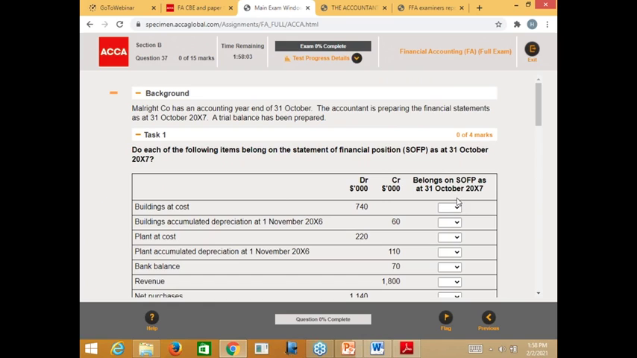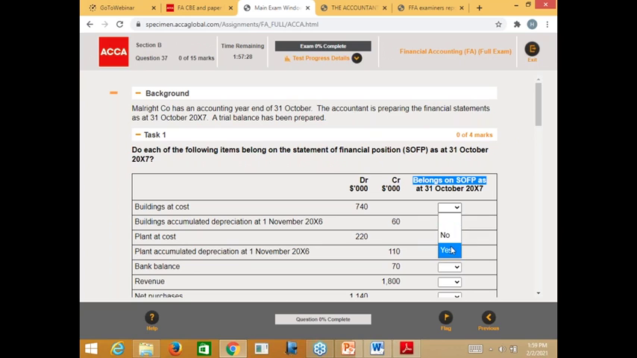Now, what you need to do, building at cost. The question is whether it belongs to SOFP, meaning whether this heading is related to the balance sheet or income statement. Now give your answers. Whether this building at cost is related to balance sheet or income statement. SOFP, yes or no? Yes, it's related to balance sheet.